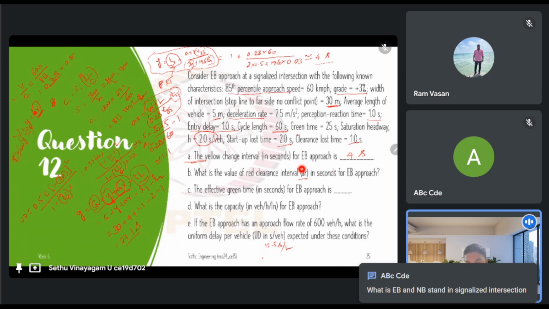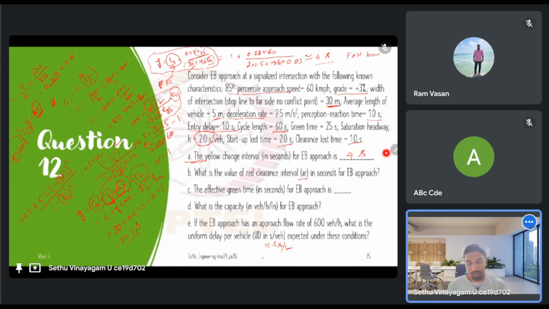Yeah, so EB just stands for eastbound. Eastbound means the traffic which is going towards east. Take a four-leg intersection. Traffic going towards the north is called northbound, going towards the south is called southbound, towards the east is eastbound, and towards the west is called westbound. It is just to indicate the direction of movement, to which direction it is moving towards.